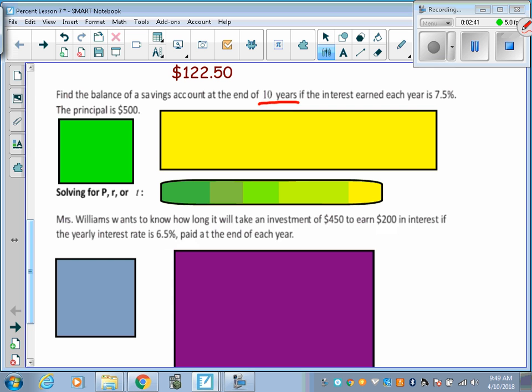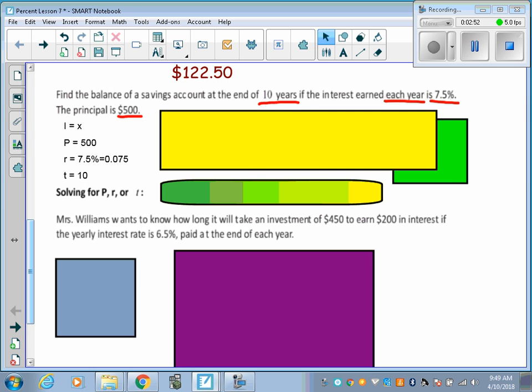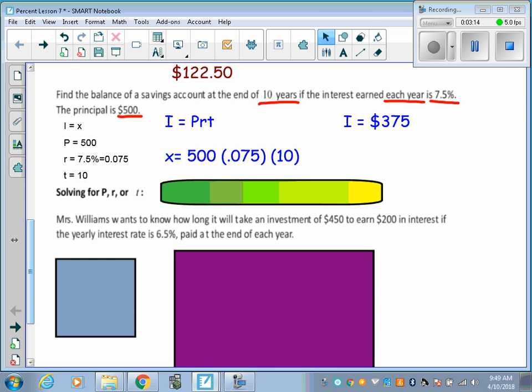If you leave it there for 10 years and you get 7.5% interest each year for 10 years, and the principal is $500. So you're starting off with 500. So I, we don't know the interest, is equal to X. P is the $500 you're starting off with. R is 7.5%, or 0.075, 75 thousandths as a decimal. And then T equals 10. So again, I equals P times R times T, so you just multiply those three things together. So 500 times 0.075 times 10 is equal to $375.